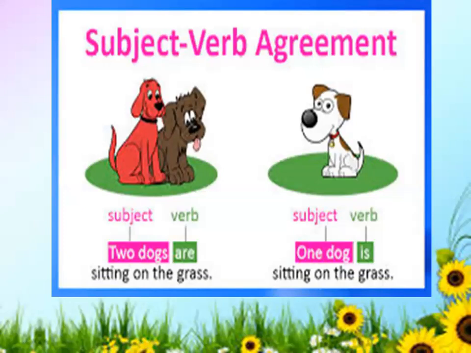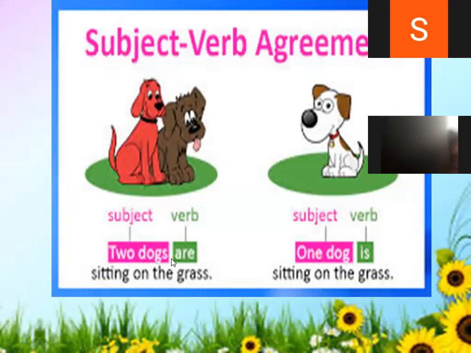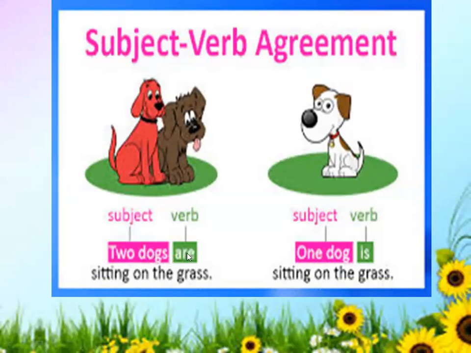See the example over here. Subject verb agreement example: you can see here at the left side, subject and verb are agreeing with each other. How? Two dogs are. If we complete the sentence, two dogs are having a meal, so how should we use the verb according to the subject? Two dogs are eating or having a meal. We cannot write two dogs is eating or having a meal. Two dogs are sitting on the grass. We cannot write two dogs is sitting on the grass. We have to use a plural verb according to the plural subject.